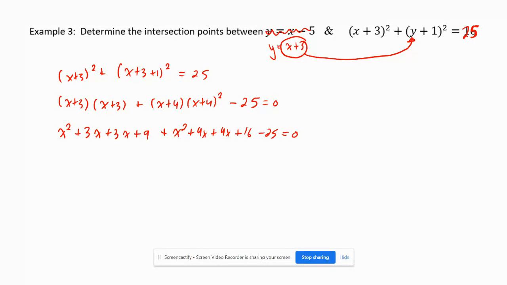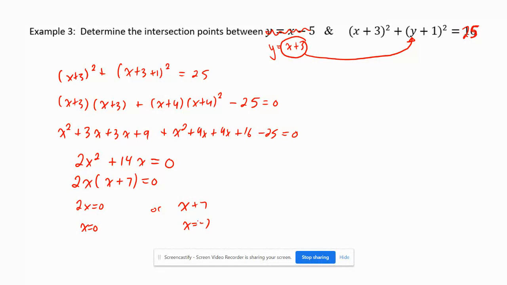Okay, got a whole bunch of like terms I need to collect here. So I have 2x squared, 3x plus 3x is 6x, plus 4x plus 4x is 14x. 9 plus 16 is 25, minus 25 is 0. So we get this. And then if I factor out a 2x out of this guy here, and we get x equals negative 7. Okay. Lastly, guys, we just need to figure out what our y values are.